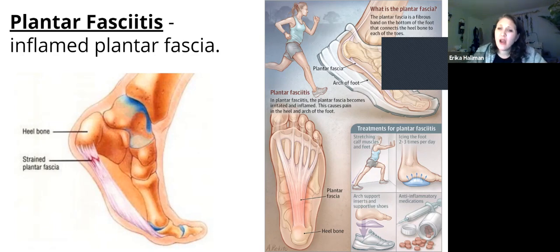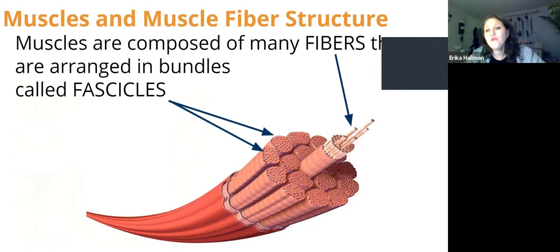Best ways to kind of overcome that would be to stretch out that fascia so it's not so tight on the bottom of your foot, and therefore there won't be that strain when you repeatedly step on it in a running motion. Now, we're going to dive a little bit deeper. We've been talking about muscles really on the organ system and the organ level. Let's start talking about them on the tissue and the cellular level.